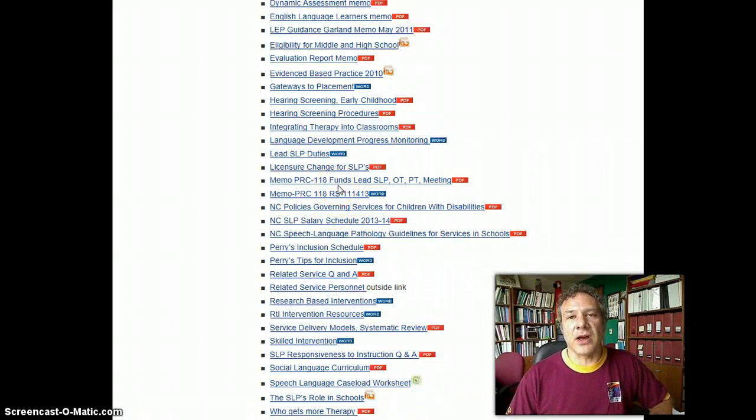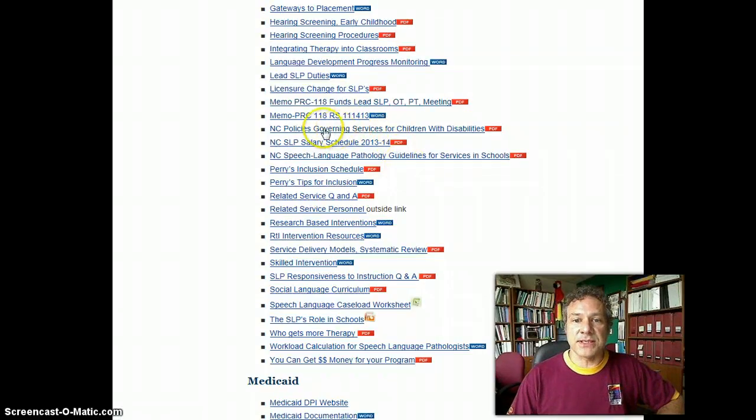PRC 118 funds. These are funds that come from DPI that support the LEAD SLP, OT, and PT meetings. Your LEA should be sending one representative of all those disciplines and psychology to these two meetings that happen annually, and DPI gives money to support those people's attendance. This memo talks about the permissible use of those funds past the attendance at those meetings for all SLPs in your school district. These are the policies that govern services to children with disabilities. That's like the law. I'm going to refer to those again in a minute.